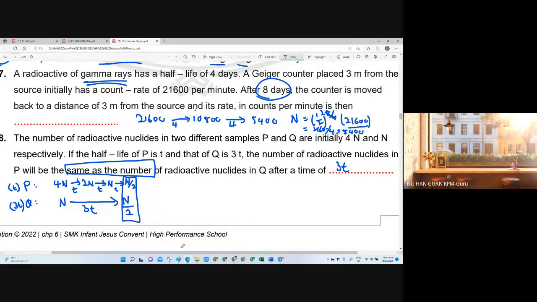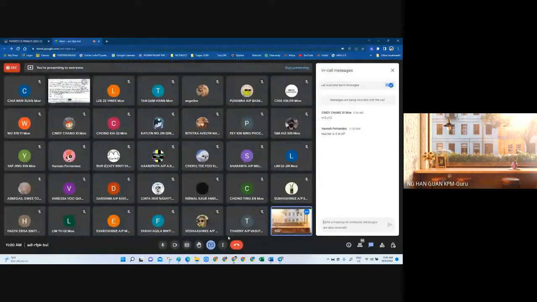So now at the beginning there are 4N and N, P and Q, the number of nuclei. After 3T, they become the same. So my question is, after 3T, is there any other time for them to become the same again? If yes, when is it? If no, why? Okay, Hannah says 6T. So if you say 6T, then let's try 6T.